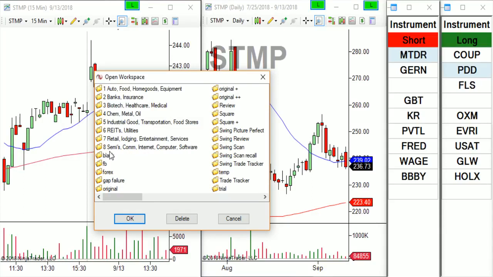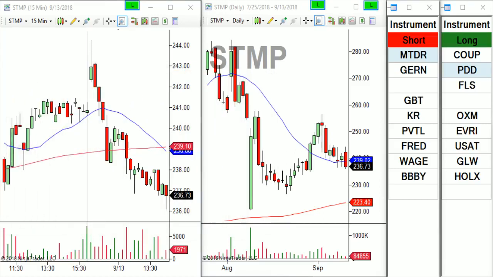The array that I took a screenshot of, which I'll show you next, I believe is this 8th one, which is semis, communication, internet, computer, software. So I break down the stocks inside of different sectors, and then I look for 15-minute patterns inside of the sectors. Those are the workspaces that I have. Now let me see if I can switch over. Okay, hopefully you guys should be able to see this picture.